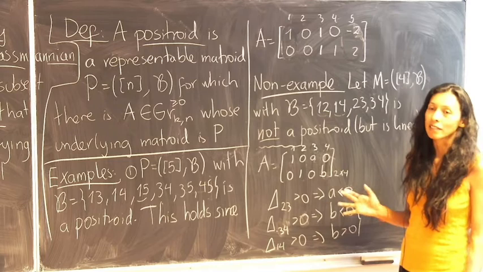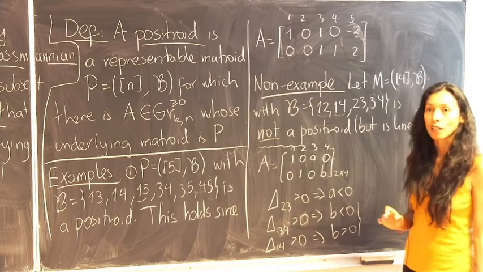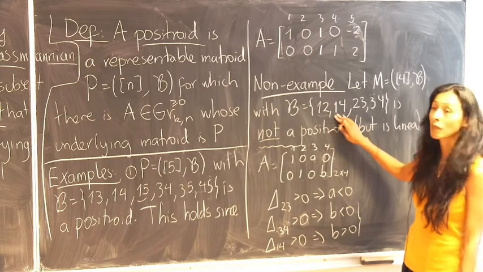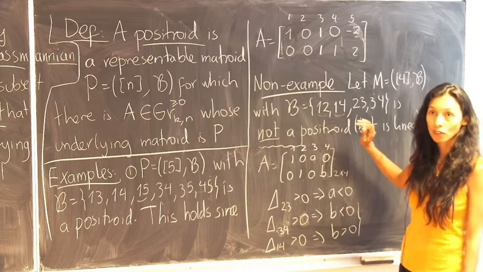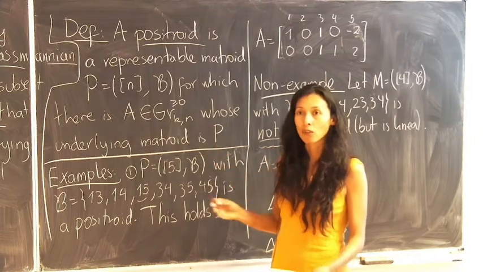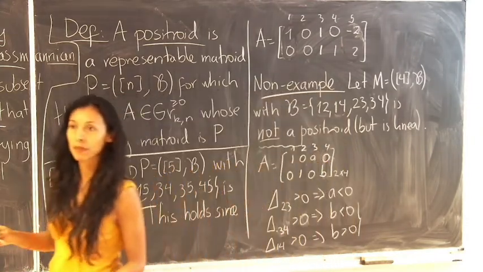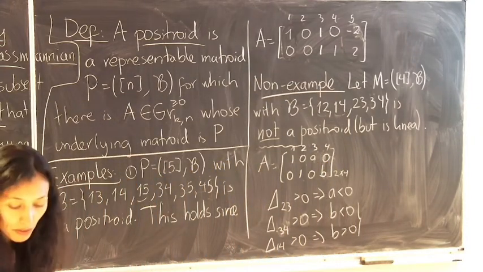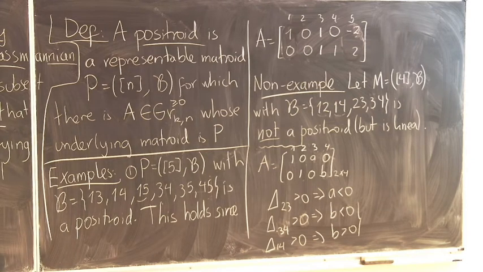So at least this example was small enough for us to convince ourselves that even though this matrix is linear, it is not a positroid. Okay? So it's a proper subset, and that already makes this definition worthy. Okay? Questions?